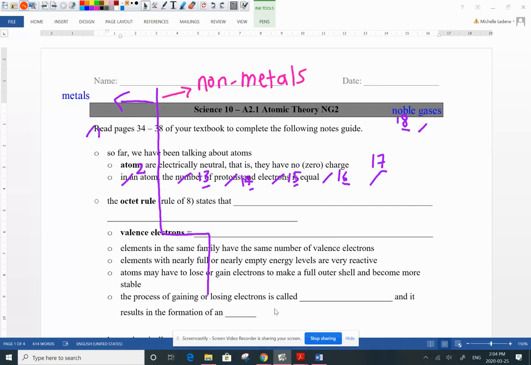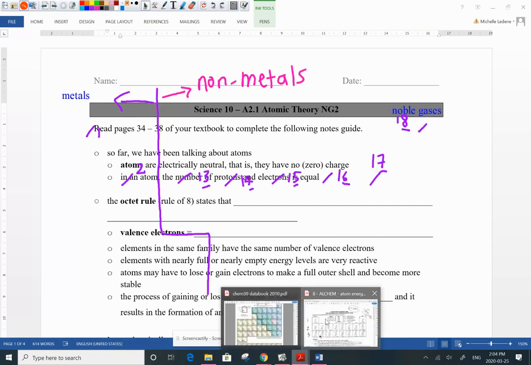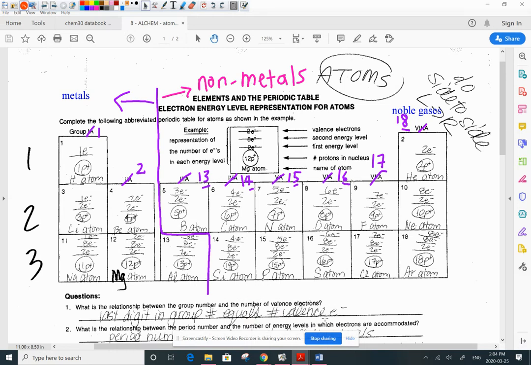Okay, so now I'm going to bring up for you, this is your Alchem atoms. You are asked to fill out the energy levels. So this is basically the answer key, and I've gone and marked up a bunch of stuff on here. You'll notice that in group 1, here are our metals. We're on the left side. This is the staircase.